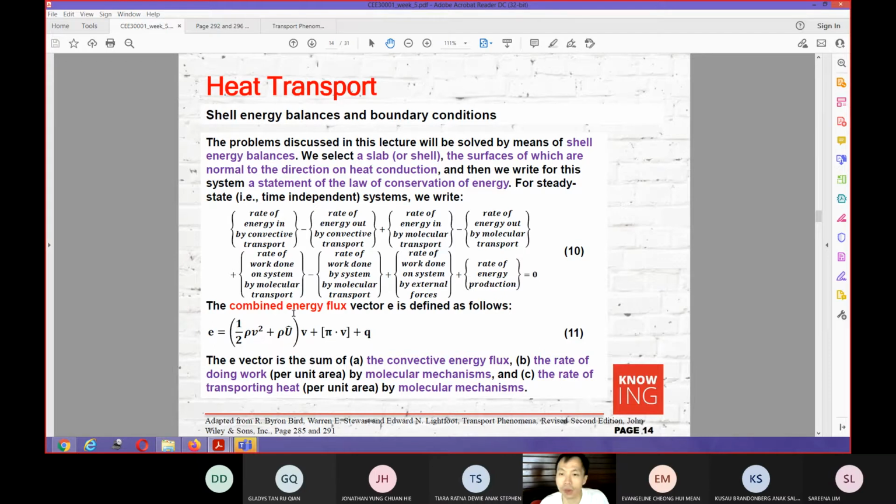So, now in the heat transport, we come across this concept called the combined energy flux. So the first term in here is called the convective energy flux. Okay? As you can see in here, you need to have a velocity in here, because if you have a convective contribution, that means there will be a velocity. And then there is also the rate of doing work per unit area by molecular mechanisms that also involves a velocity. And then you also have the term that is associated only with heat conduction, so the velocity term does not come in here.